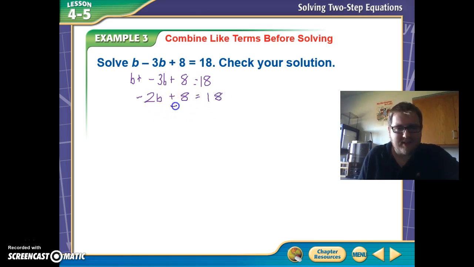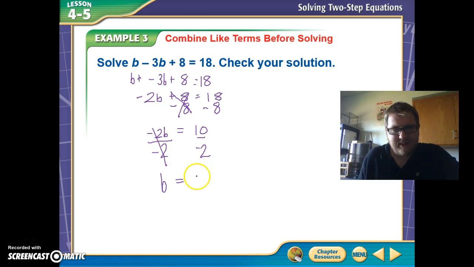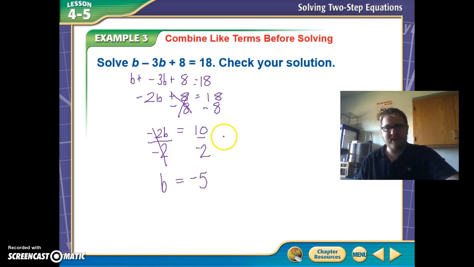Let's get that b isolated, so subtract this 8 term, which has nothing to do with b, and we have negative 2b equals 18 minus 8, or 10. Now let's divide both sides by negative 2, and we're going to get b is equal to 10 divided by negative 2, which is negative 5. So again, just working backwards from subtraction all the way back to the beginning.